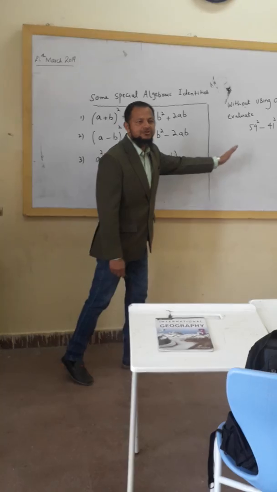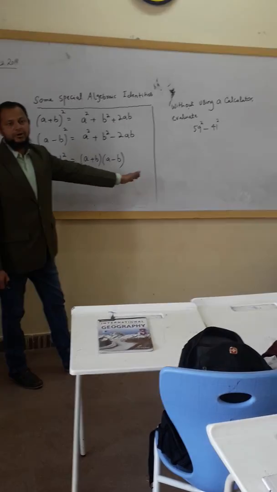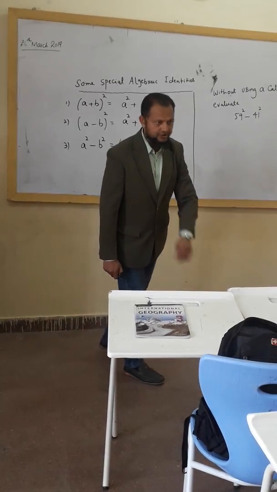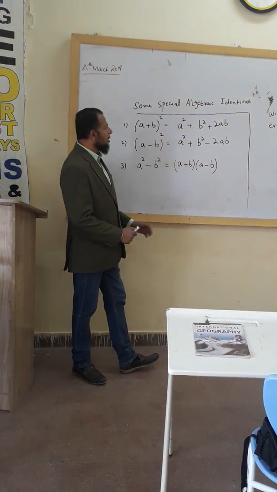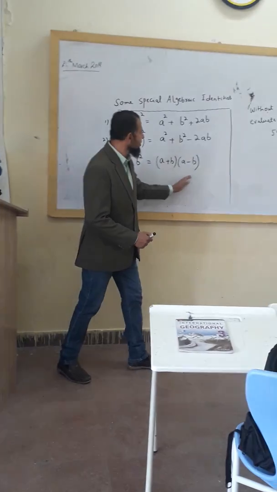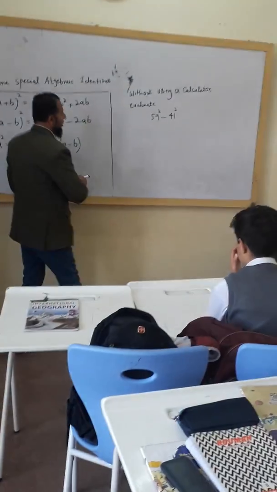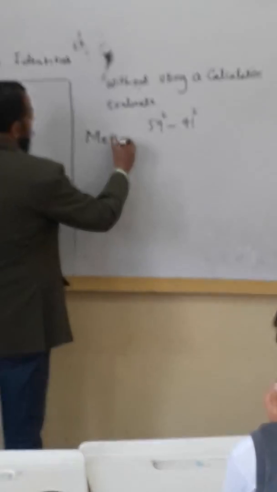Now I've got this very interesting question for you. How can we apply these identities on numbers to evaluate them without using a calculator? First of all, let me try any one of these identities first. So let's try a simple method. I would call this method 1.